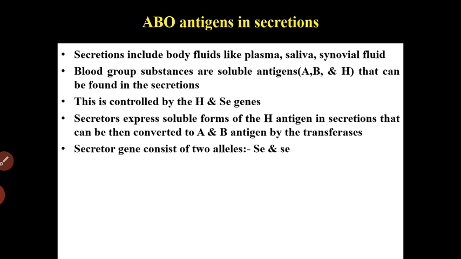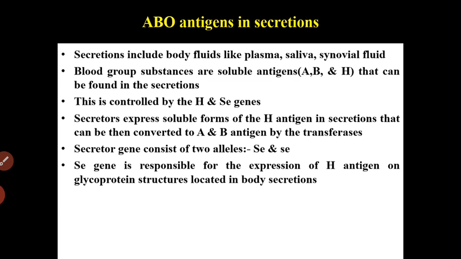And this is controlled by whom? H and SE genes. Now, secretor gene has two alleles, capital S small e and small s small e. Now, capital S small e gene is responsible for the expression of H antigen on glycoprotein structures located in body secretions. So, that's how it is responsible to express H antigen. Now, there are two types, secretor and non-secretor.